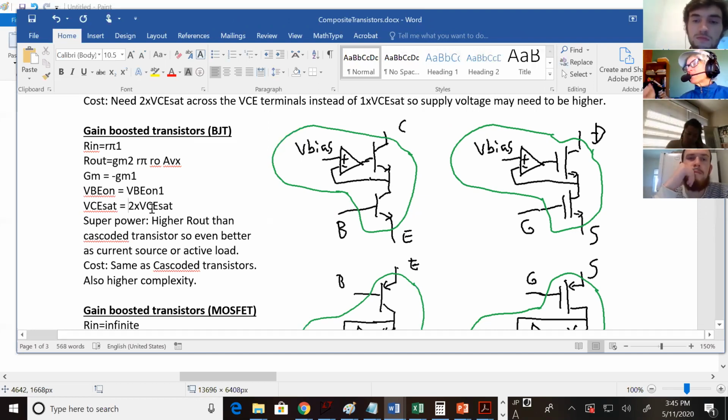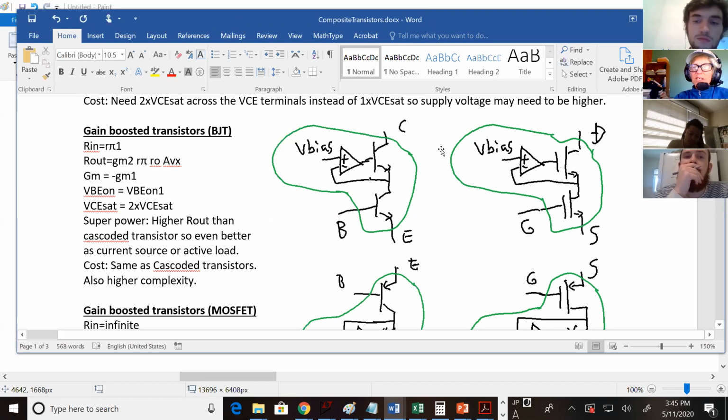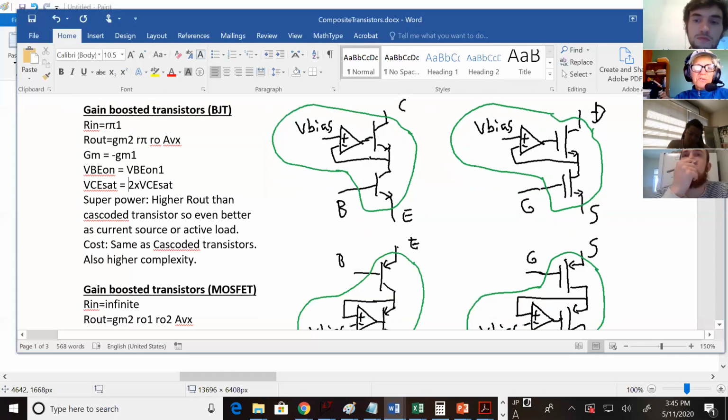So what's its superpower? An even higher R out than a cascode. And what's its weakness? You need two VCSAT drops still. So you may have to have a higher supply voltage. Okay, so two down, two to go.